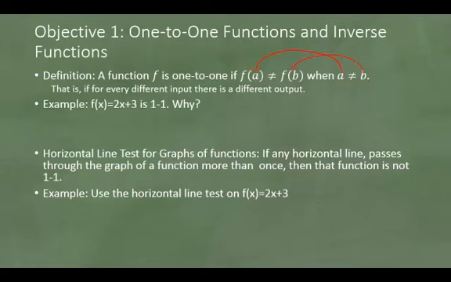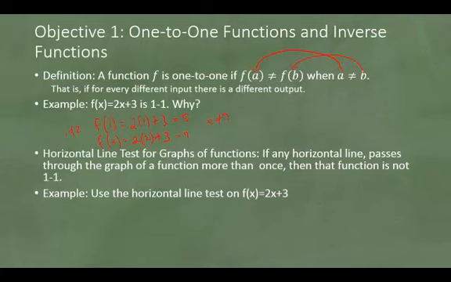So, for example, why is f of x equal to 2x plus 3 one-to-one? Well, if we were to try different numbers, if we plug in 1, f of 1 is 2 times 1 plus 3, which is 5. f of 2 is 2 times 2 plus 3, which is 4 plus 3, which is 7. So when 1 is not equal to 2, we get that 5 is not equal to 7, so we know it's one-to-one. Right? We would have to check all the numbers.